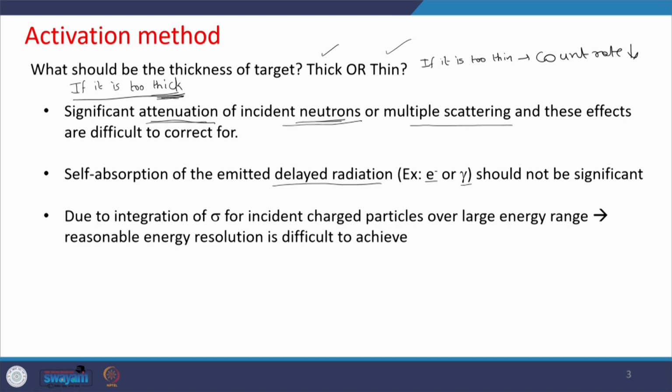Number 3, when we consider charged particles as the projectile beam, and if the thickness is too large, there is a need to integrate the cross section for incident particles over a large energy range. Because of this, it is difficult to get reasonable energy resolution. All right. So, because of these 3 considerations, one should not go for target material of high thickness.